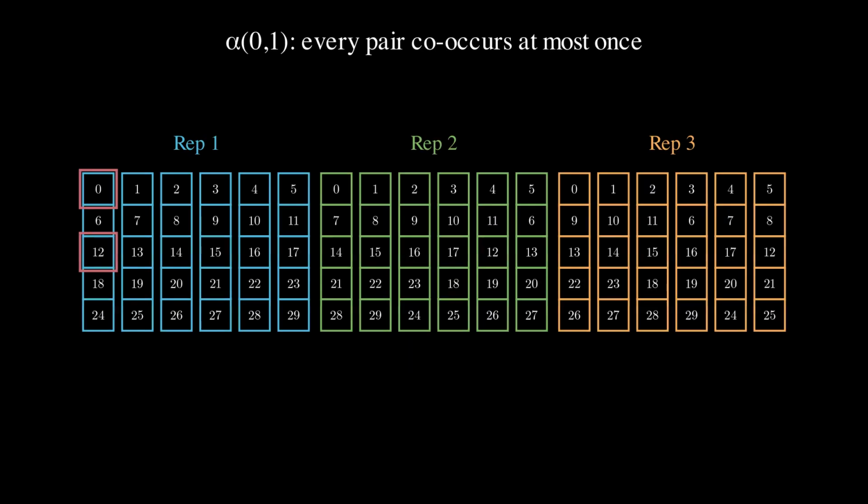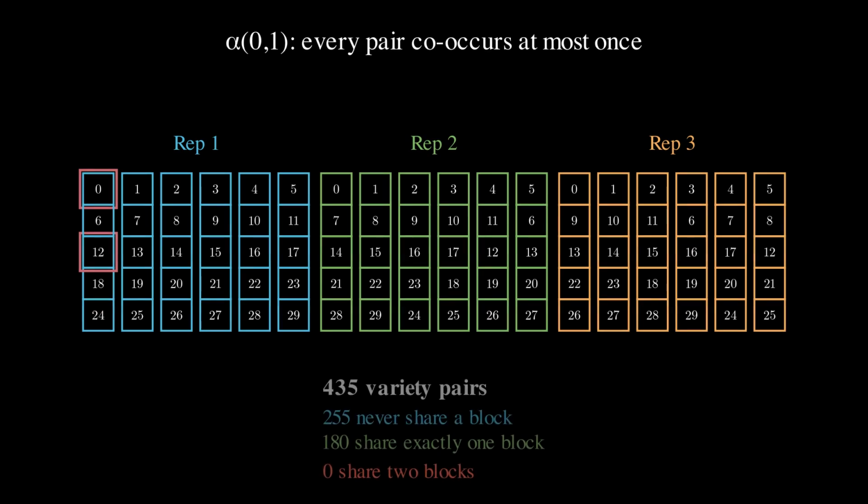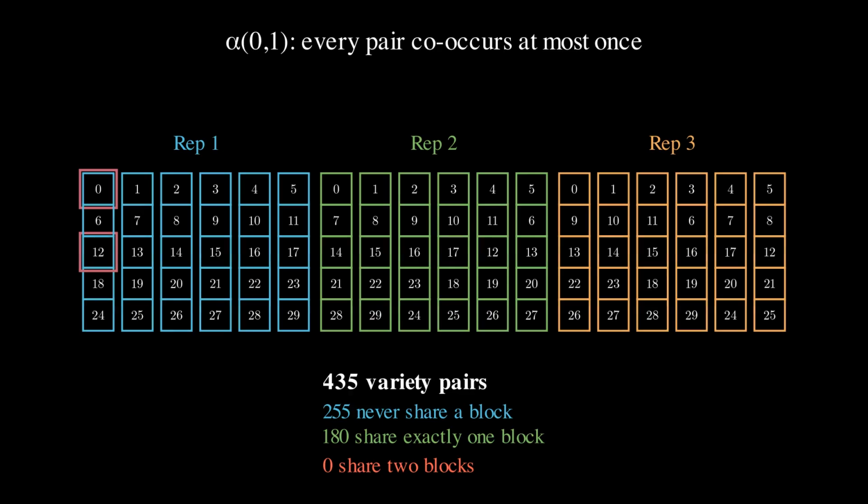Track varieties 0 and 12. They share exactly 1 block, here, and they never appear together anywhere else. And notice they are not neighbors, another plot sits between them in the block. Co-occurring is about sharing a block, not about being next to each other. Across all 435 pairs, 255 never meet, 180 meet in exactly 1 block, and 0 meet twice. No pair is forced to co-occur twice, because the block size does not exceed the number of blocks. That is an alpha-01 design.